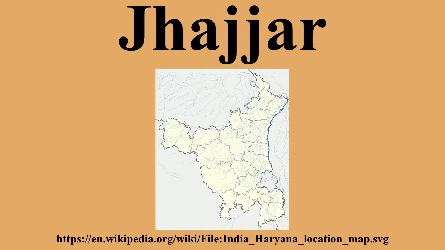Geography. Jhajjar is located at 28.62 degrees north, 76.65 degrees east, 28.62, 76.65. It has an average elevation of 220 meters.